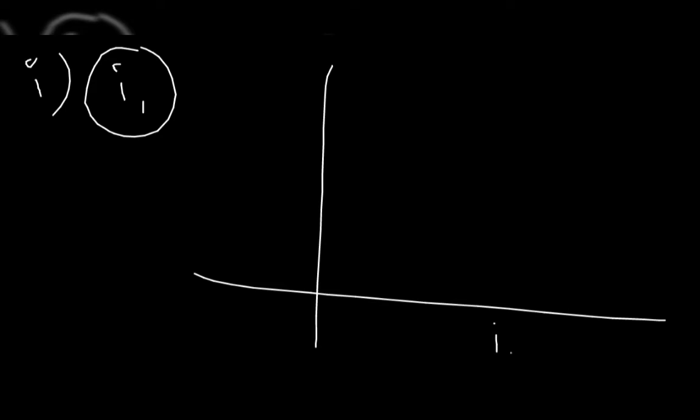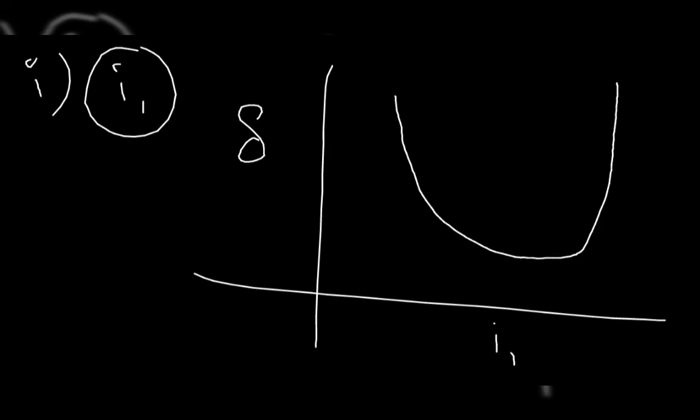Now, the first and most important thing is that it depends on the angle of incidence. So the first factor is the angle of incidence, meaning I1 in this case. The graph, if I draw it, is this. Let's say this is I1 and this is deviation. So the graph will look something like this.